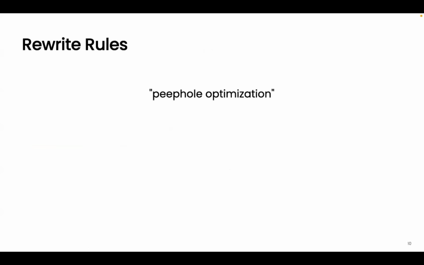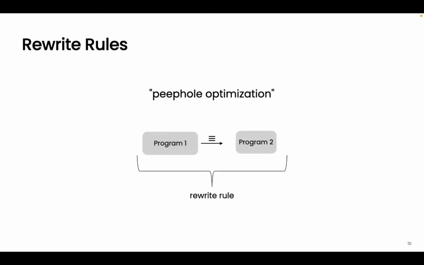The rewrite rules, if you're familiar with classical compilers, are probably the simplest thing that a compiler can do. There's this thing called peephole optimization, where you have a collection of rules where they look like this. It's a program, and you can rewrite it to the right-hand side, which is another program. And all you need to do is make sure that these are equivalent, and then that's it. That's a rewrite rule. And you can have this peephole or sliding window over your circuit to find matches of this left-hand side and just replace with your right-hand side.